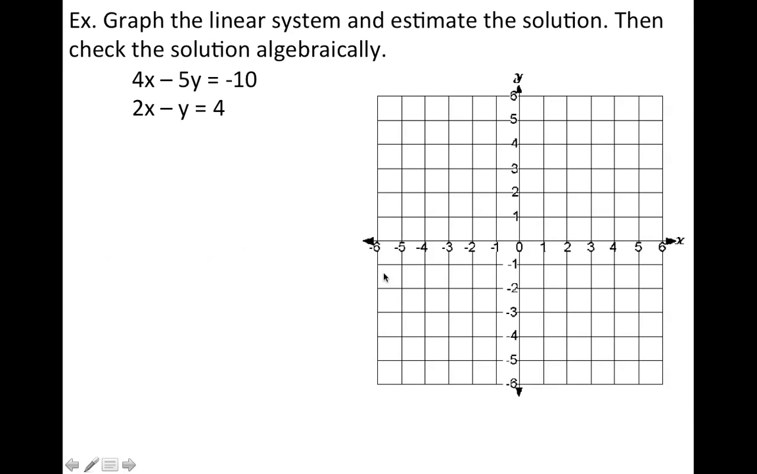I'll let you guys do this one. Again, don't forget to solve both equations out for y and graph, and the point at which they intersect will be your solution. So go ahead and solve that out, and come back and I'll give you the answer.